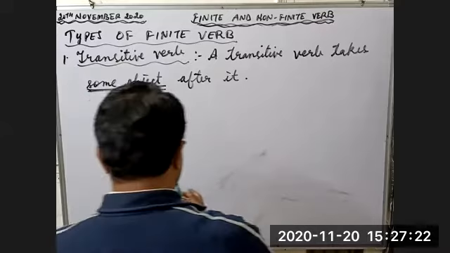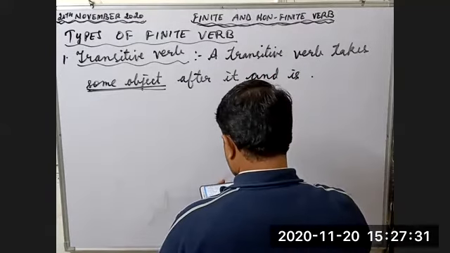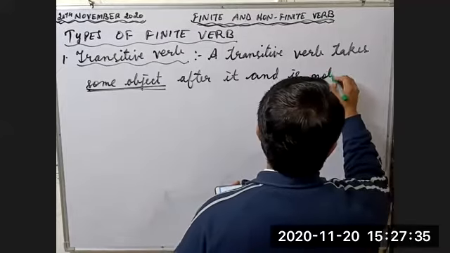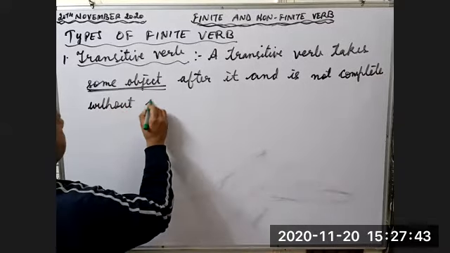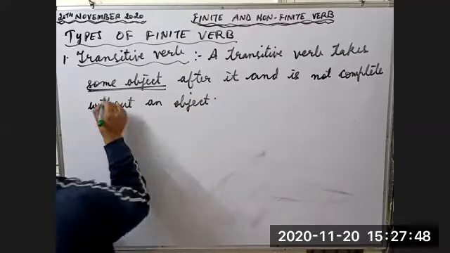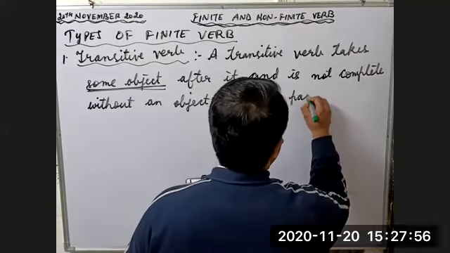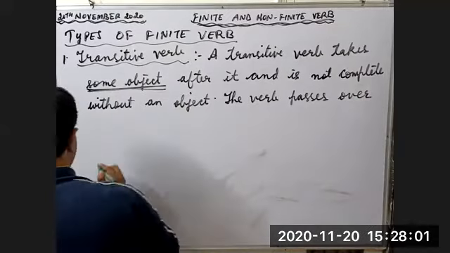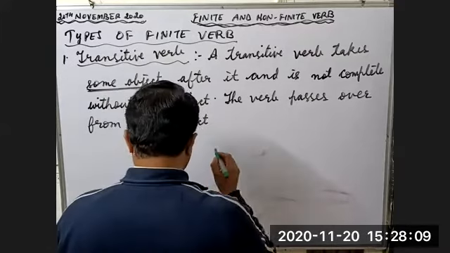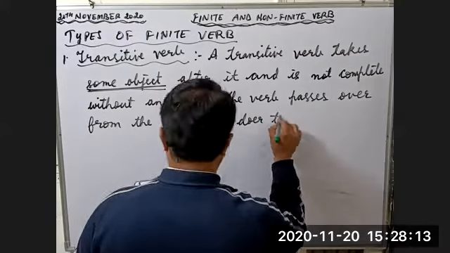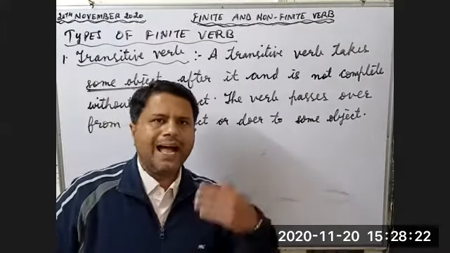A transitive verb takes some object after it and is not complete without an object. So what do we need? Transitive verb is that verb which takes an object after it. The verb passes over from the subject or doer to some object. Children, this is the definition of transitive verb. The action reaches the object.